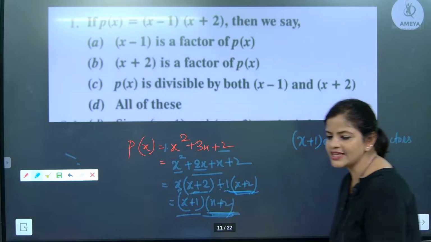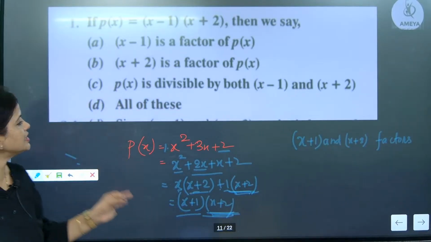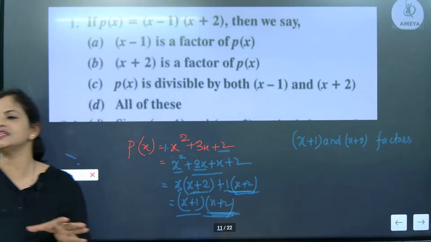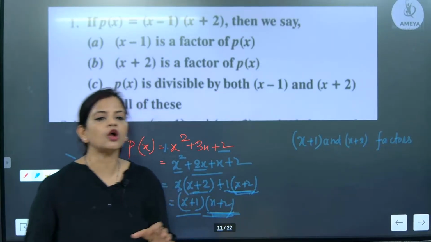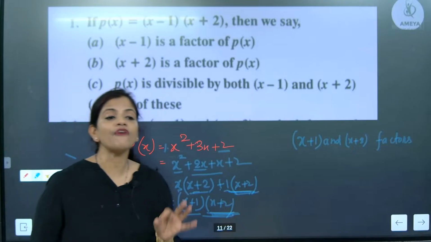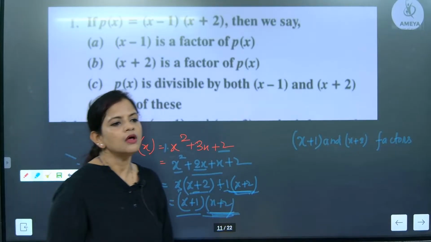What are they known as? Factors. Always remember, x plus 1 and x plus 2 will be considered as factors. So is it easy for you to understand now? What are they called? Factors. And you know, factors can divide the polynomial. How? Let's check this one out.